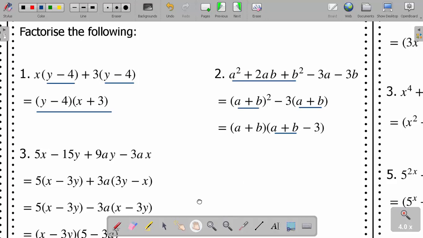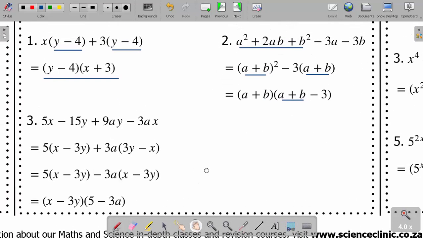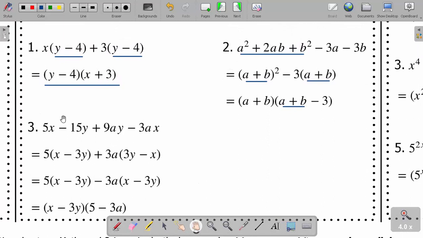Next we have 5x minus 15y plus 9ay minus 3ax. This time check here. What is common here, guys? It is 5, left with x minus 3y. And what is common here? It is 3a, left with 3y minus x. Now note here that this is x minus 3y. Do you not see that? What about here? This is 3y minus x.